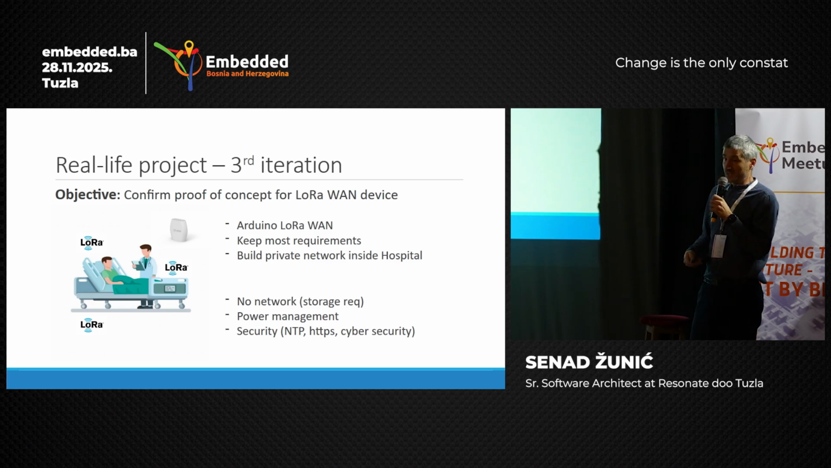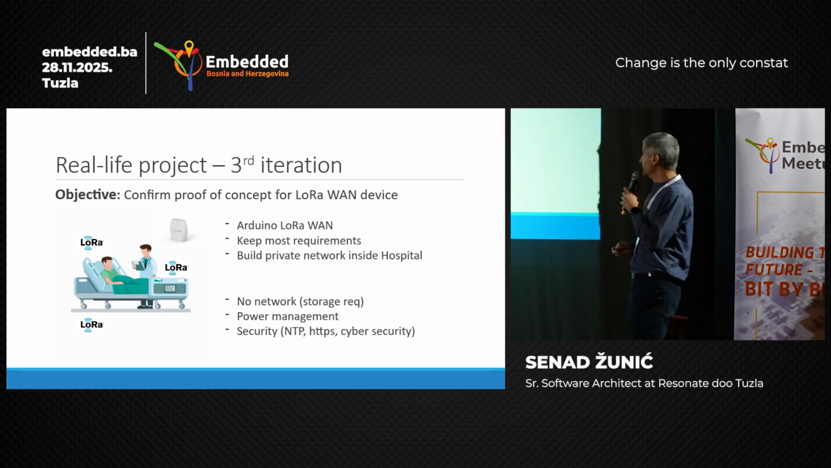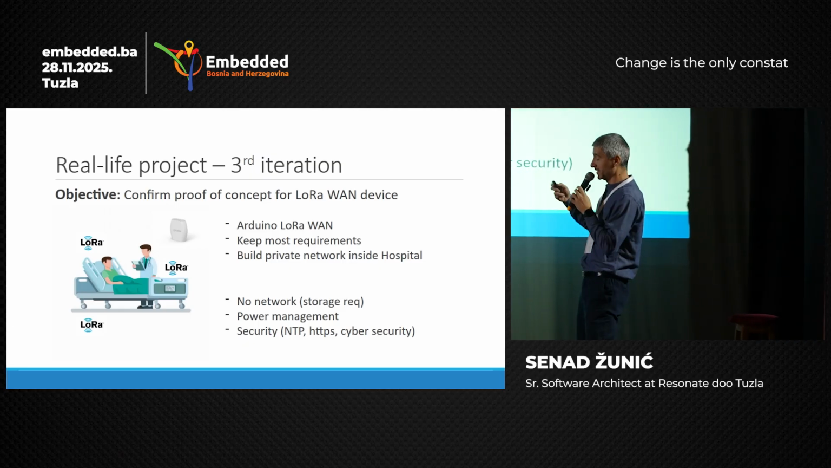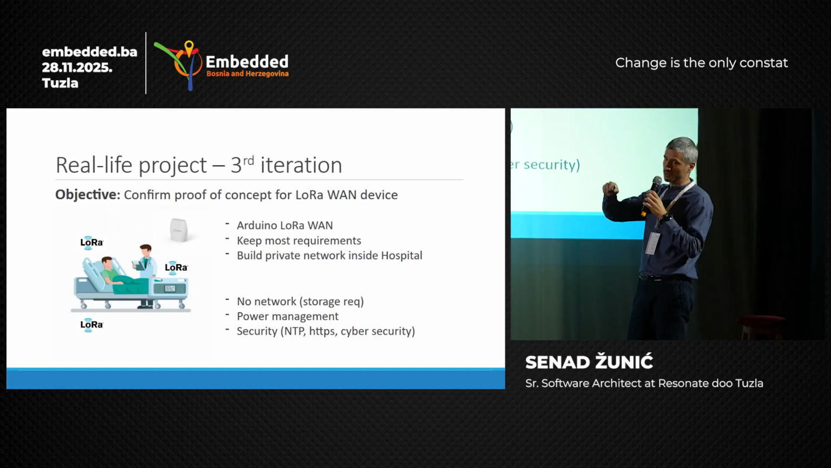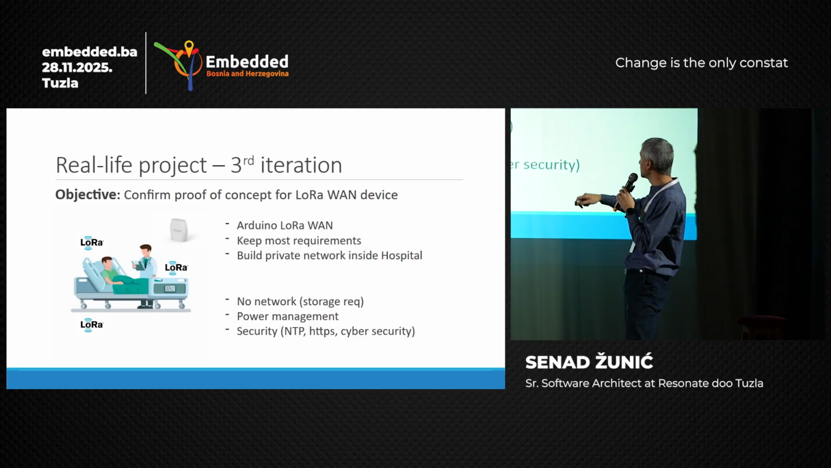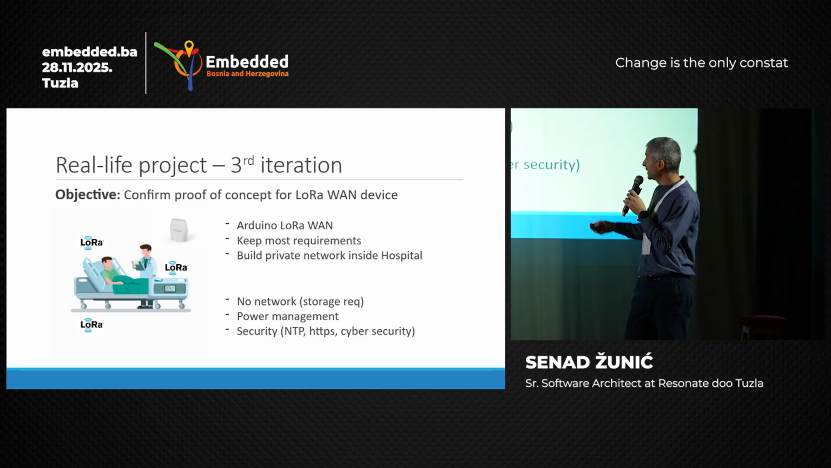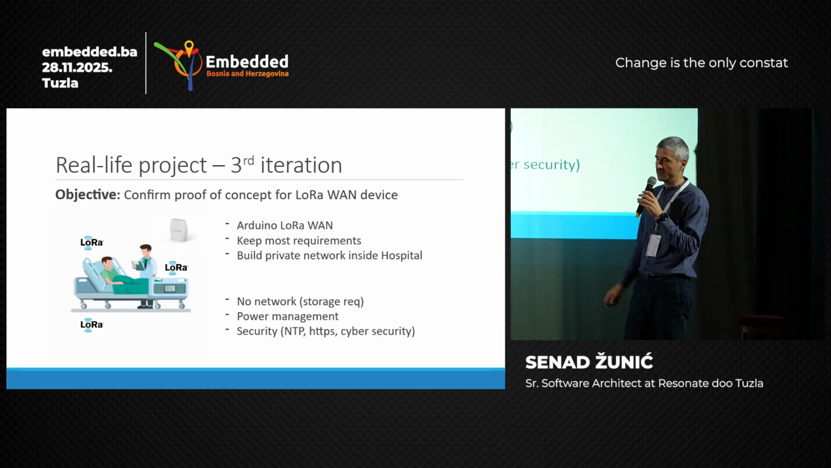The third iteration is basically the first iteration again. So we have Arduino LoRa again. Most requirements stay the same, you already fixed that. You know what the expectation in the field is, so the requirements stayed, the hardware changed. We build our own private networks, with every floor having its own gateway. But some of the problems we had in the first iteration come back again: power management, security, and so on.